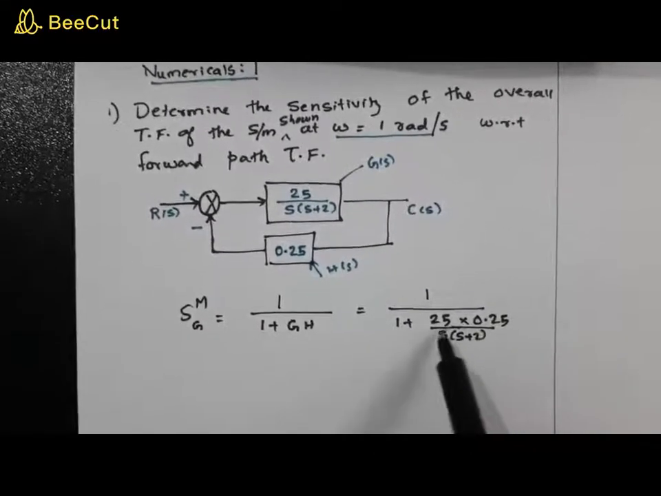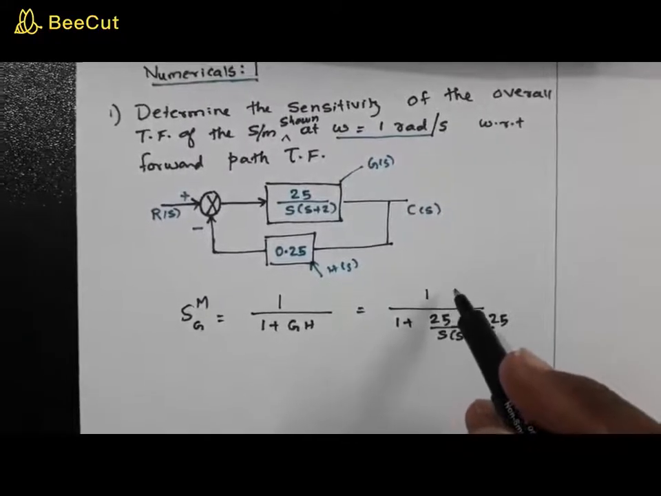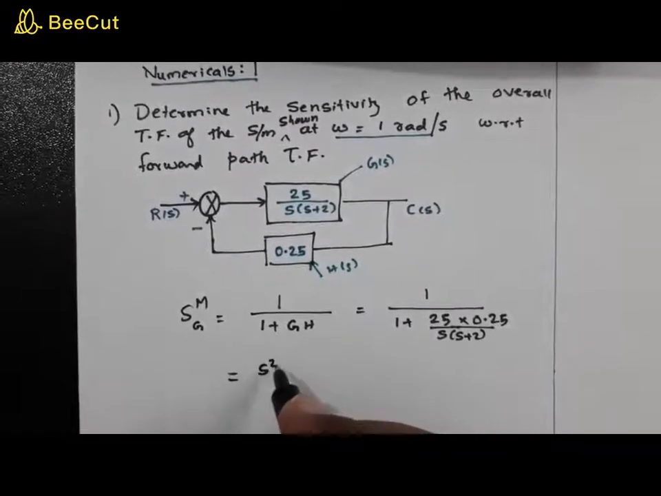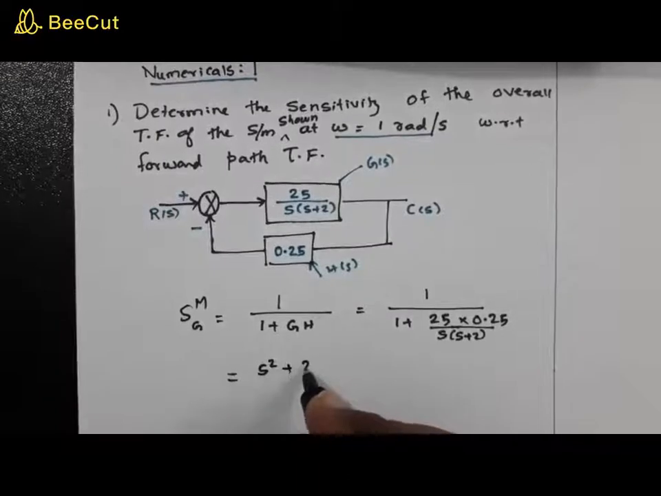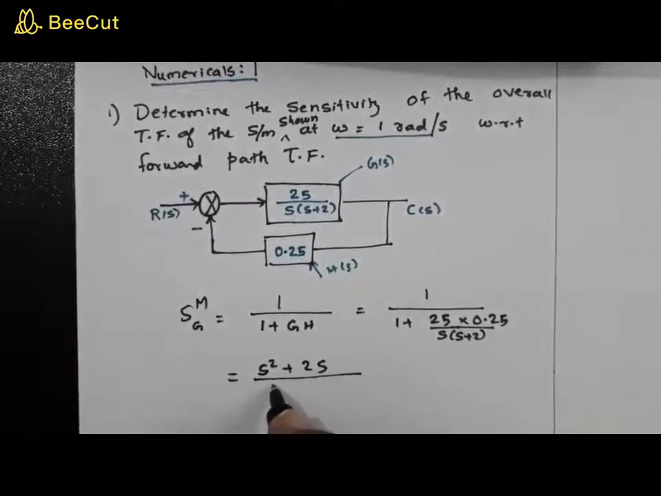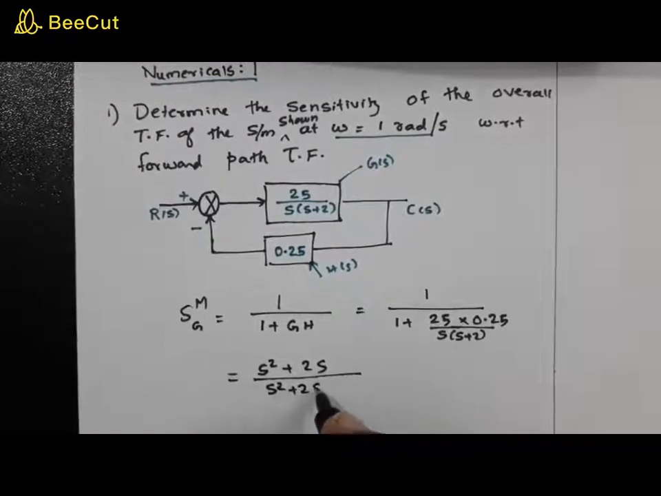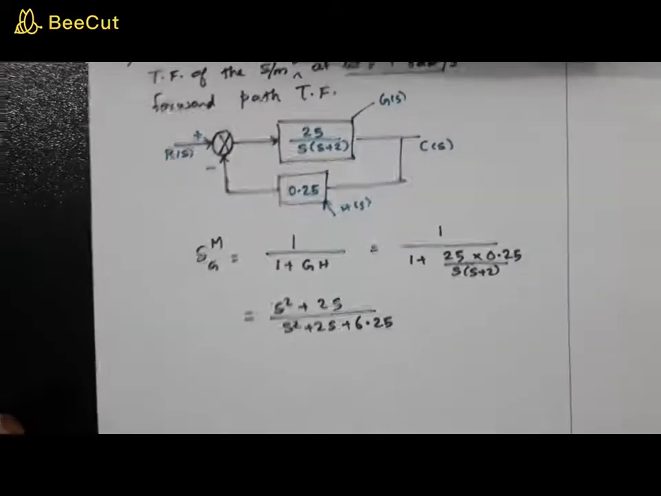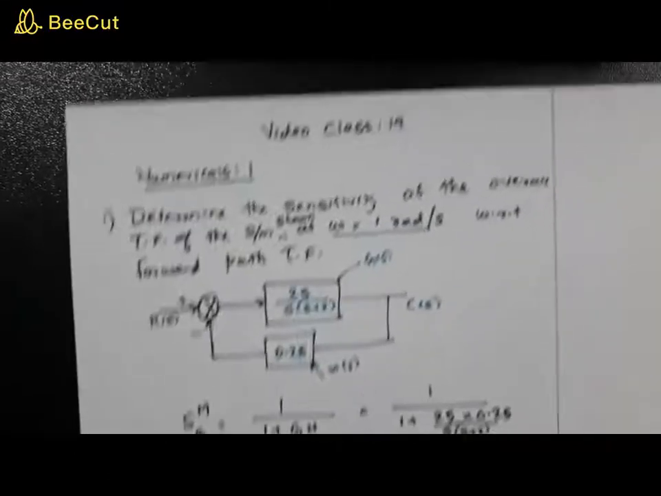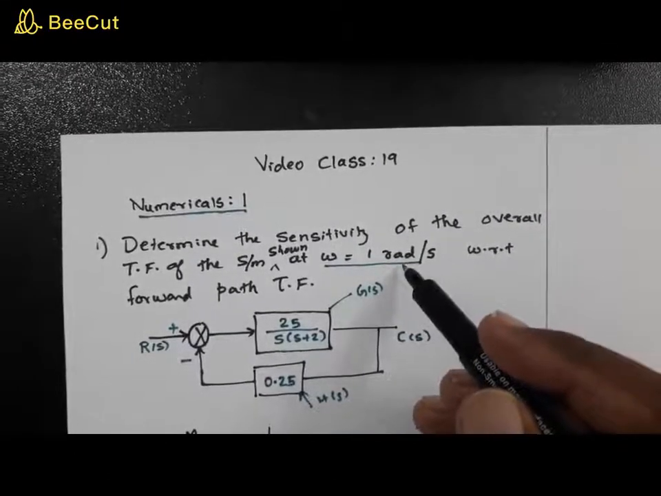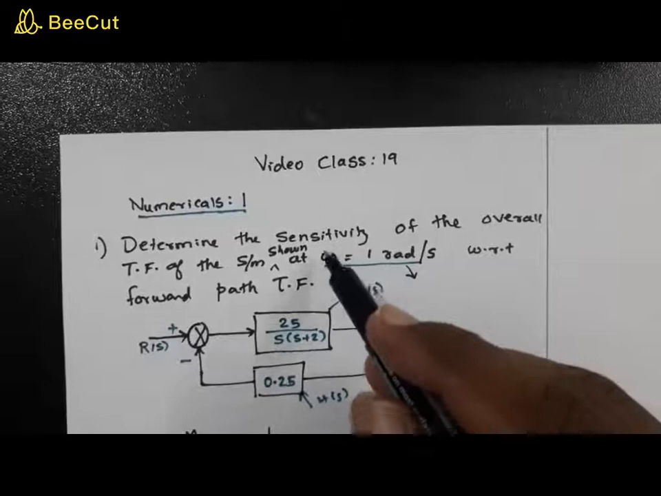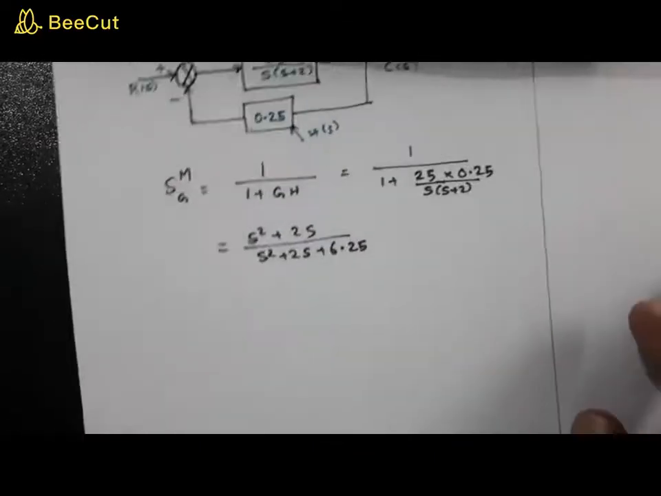Now you can take the LCM over here. Once you take the LCM, you can bring this to the numerator side. Doing all those things, you will be getting an answer like this: s square plus 2s divided by s square plus 2s plus 6.25. Now this is actually a function of s, and a parameter is given as omega, right? Frequency is given. Do remember, it is not in hertz, it is radians per second, because it is an angular frequency.